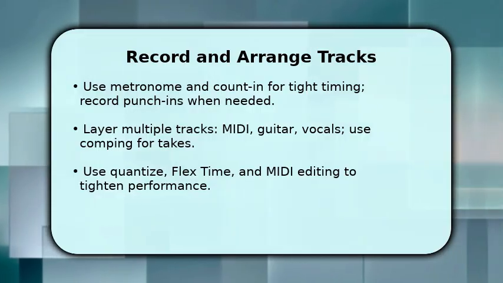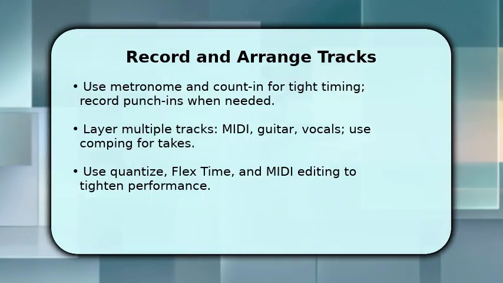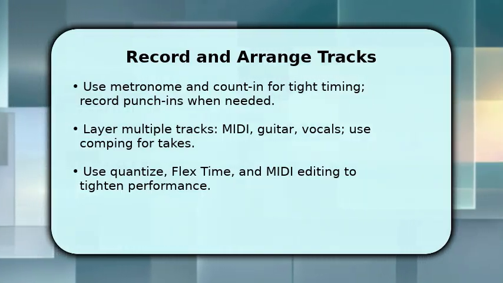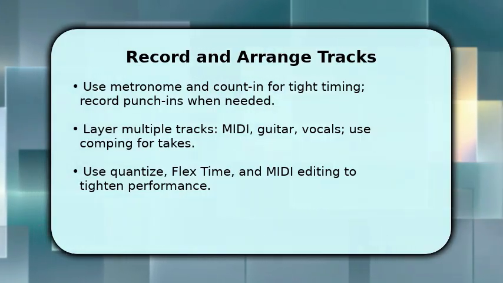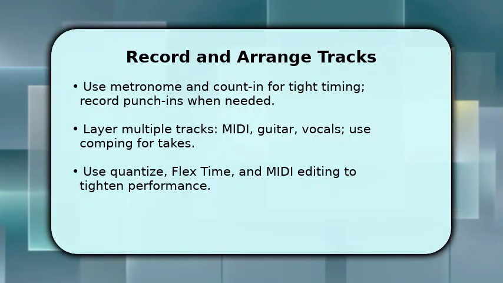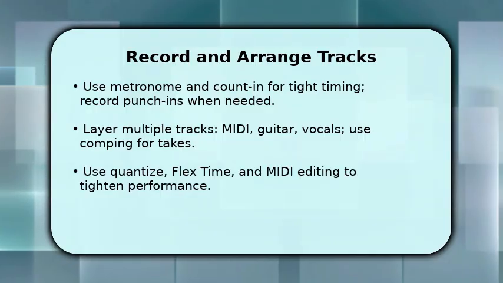For MIDI, choose an instrument and record while watching velocity and note placement, then edit in the piano roll. Once you have multiple takes, use comping to combine best phrases. Make use of flex time for audio timing fixes and quantize for MIDI. And don't forget to label and color code tracks to speed up.